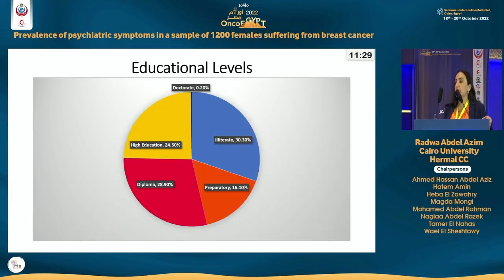The educational level, the majority of the sample, 30%, were illiterate. Some of them had some education, till the preparatory level so they can read and write. And this is so important because as we implement the questions, they're not able to fill their own papers. They need the psychologist to assist them and to explain. And few of them were having high education, and actually a quarter of the sample and the other quarter had diplomas, which is a moderate level of education.